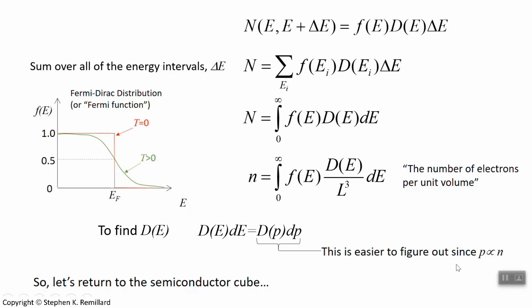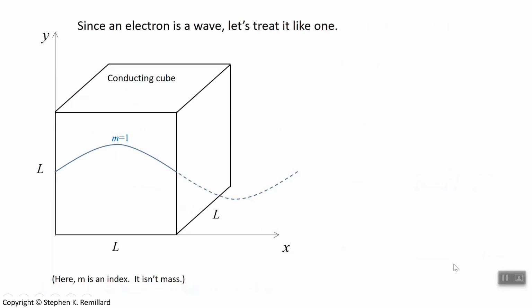So let's go back to our conducting cube. It's full of electrons, and electrons are waves. So it should be treated like a boundary value problem. If you put a wave in a box with boundaries, the boundary conditions have to be met. The wave has to go to zero at the edges, and so you get these standing waves. You get these resonant conditions.